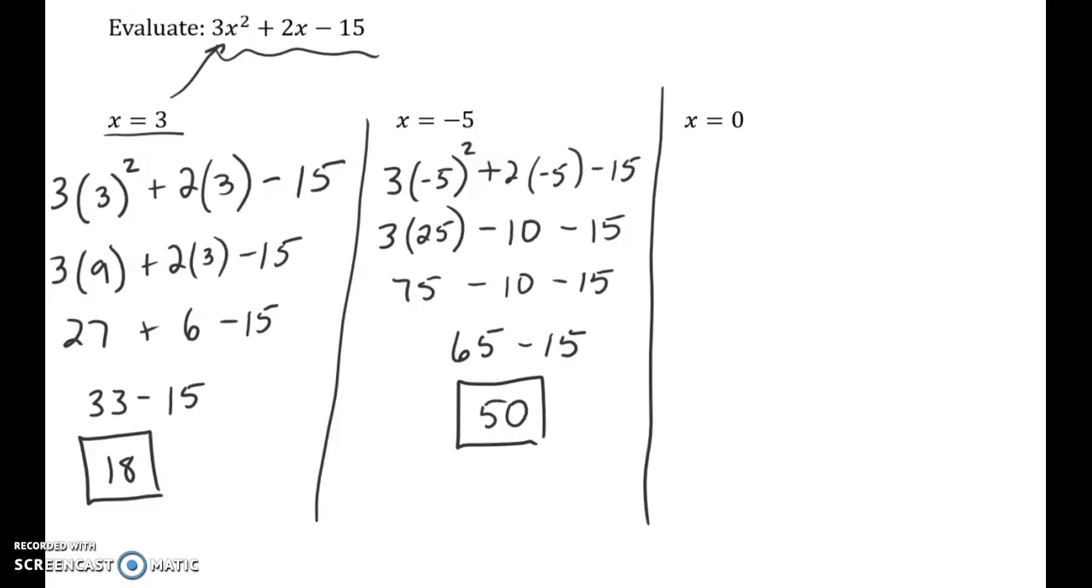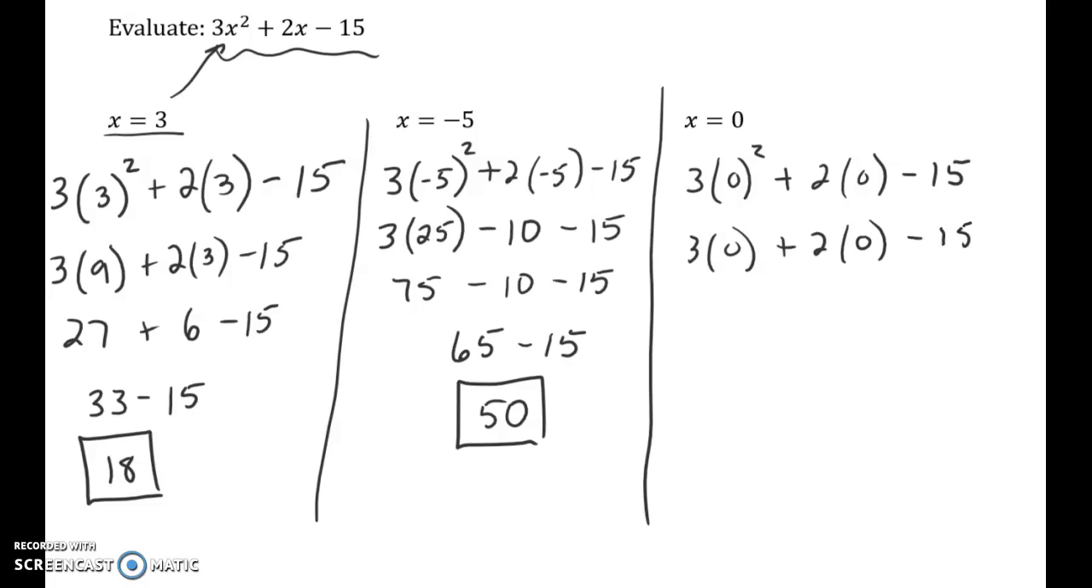Now, this one's kind of fun when we plug in 0. We do the same thing. We get 3 times 0 squared, plus 2 times 0, minus 15. But here's the thing. 0 squared is just 0. And 2 times 0 is just going to be 0. And 3 times 0 is just going to be 0. So you're going to have 0 plus 0 minus 15. Anyway, you're just going to get negative 15 for that one.